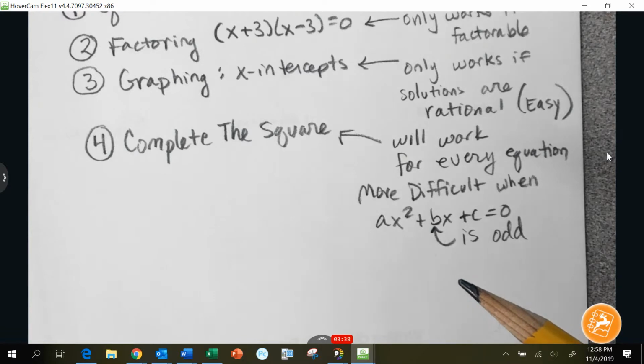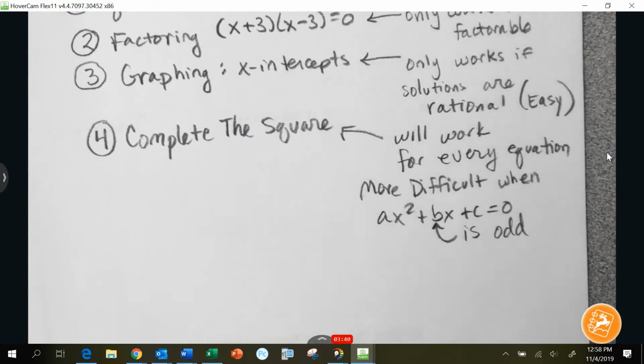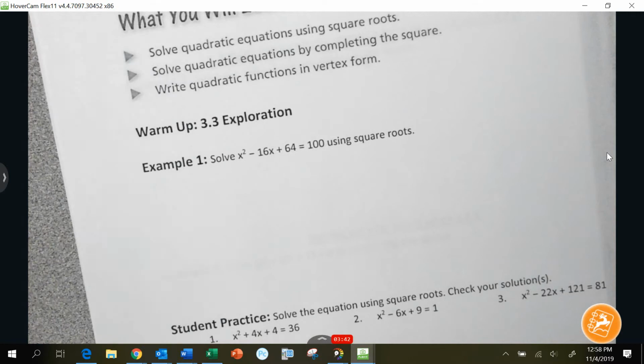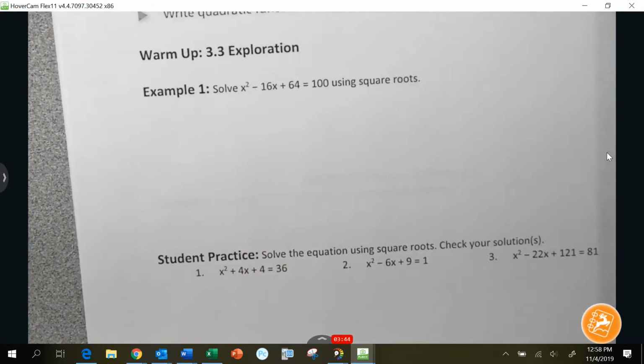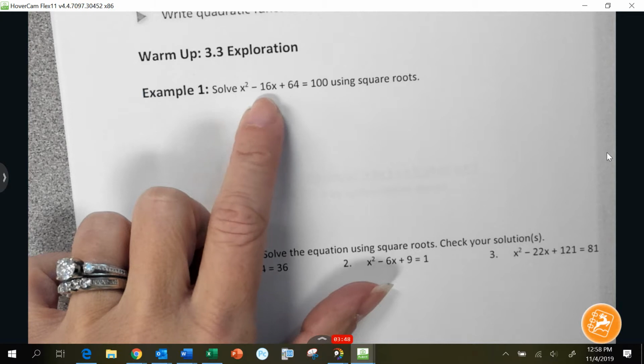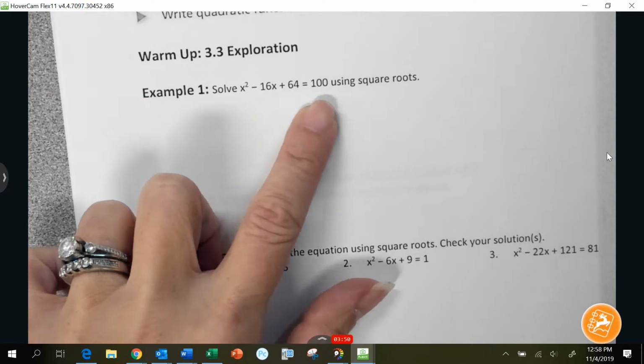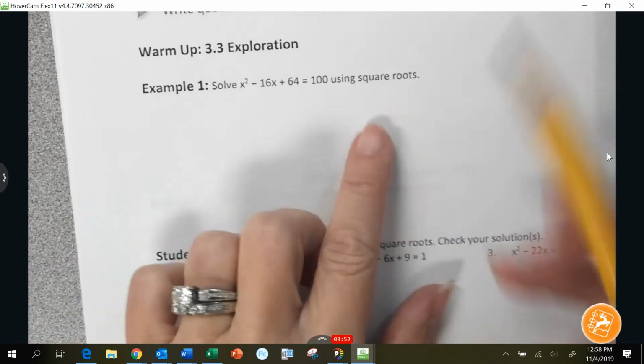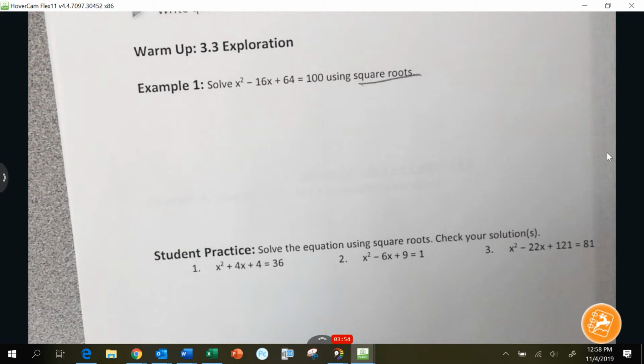All right, let's learn what complete the square is. We'll start out baby stepping. This is an exploration. We're going to solve x squared minus 16x plus 64 equals 100. We're going to solve that by square roots. How can we solve this by square roots?